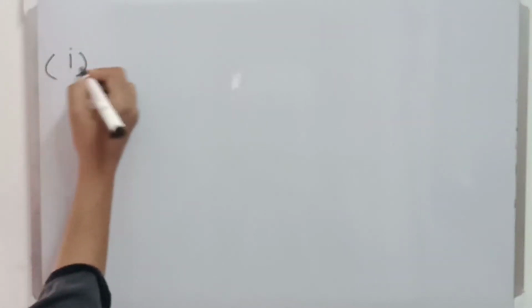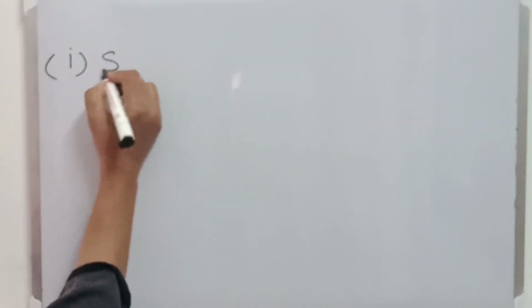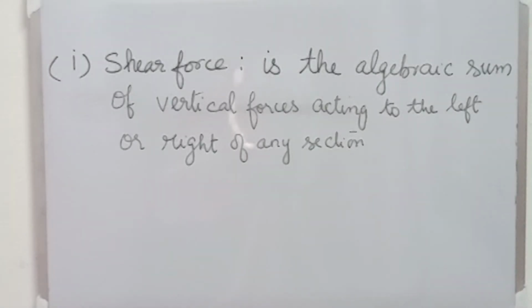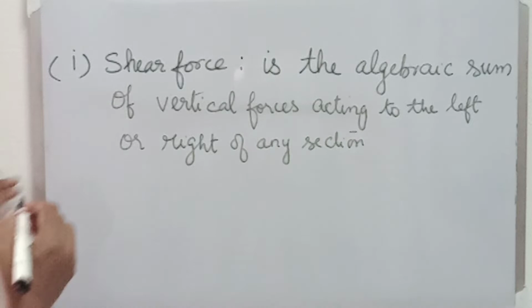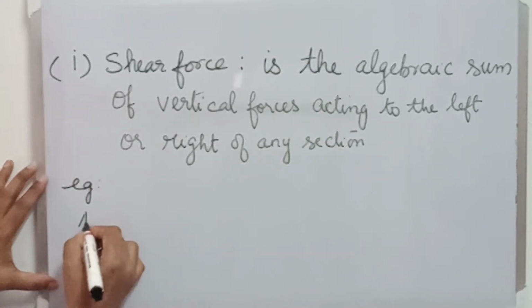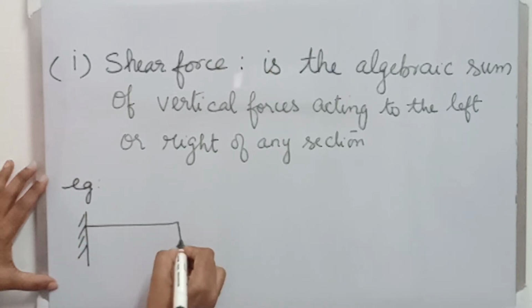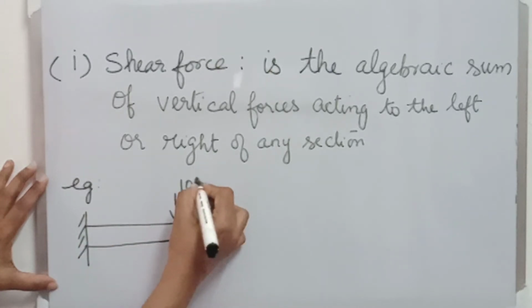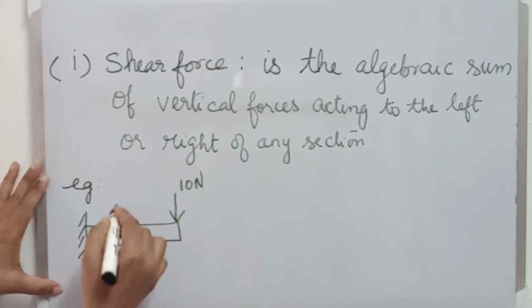So the first one is about shear force. First we need to define the shear force. Shear force is the algebraic sum of vertical forces acting to the left or right of any section. Let us take an example of a cantilever beam, and I'm drawing it. It is loaded at the free end with a vertical load of 10 newtons.